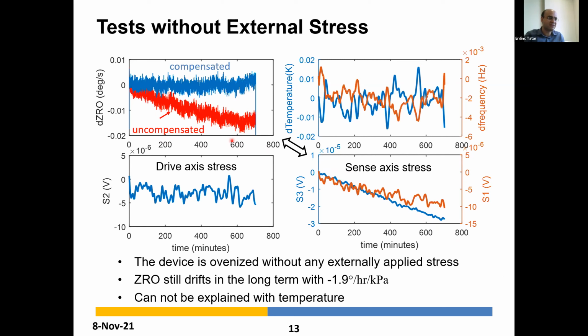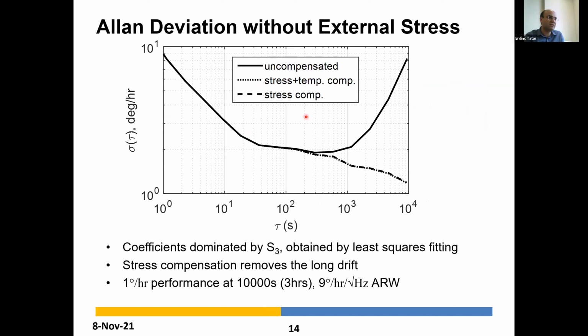So this is the time axis in units of minutes here. So this is around 12 hours. So if I use my stress sensor output, then I can fix my gyro output. And you can see that the temperature here, the blue curve, is fixed within plus or minus 10 millikelvin. And then if I use my Allan deviation test, the performance metric that I showed, this solid curve is when there is no compensation, and this dashed curve is when I use stress compensation. As you can see, even around 3 hours, I can still get white noise response.